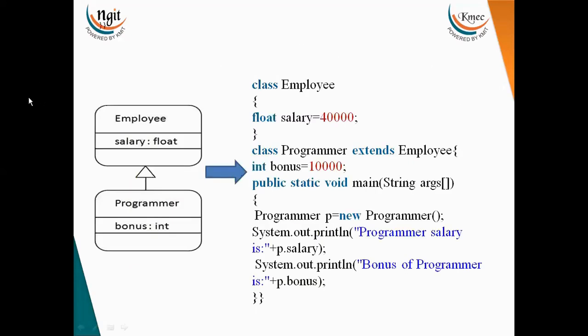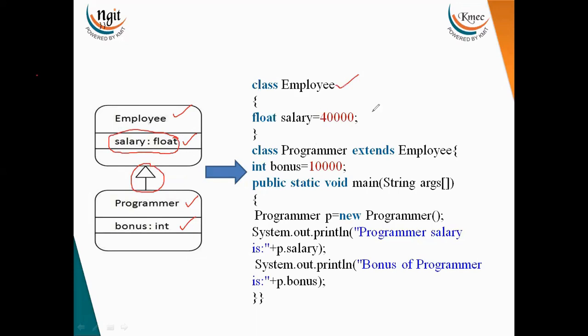Now this is a very simple example of single inheritance. Here I'm taking a class, and my class name is Employee. Employee contains the salary. I'm taking the salary of float type. Now I'm taking one more class, that is Programmer. Programmer also contains the salary, and the programmer has a bonus. Now I want the property of the Employee class in the Programmer class. That's what I'm doing. I'm inheriting.